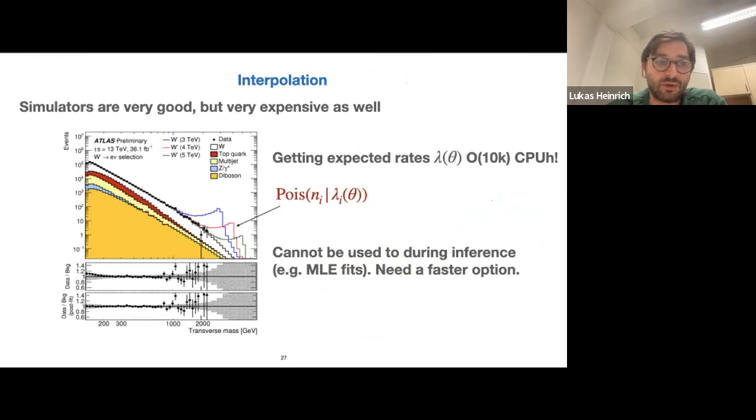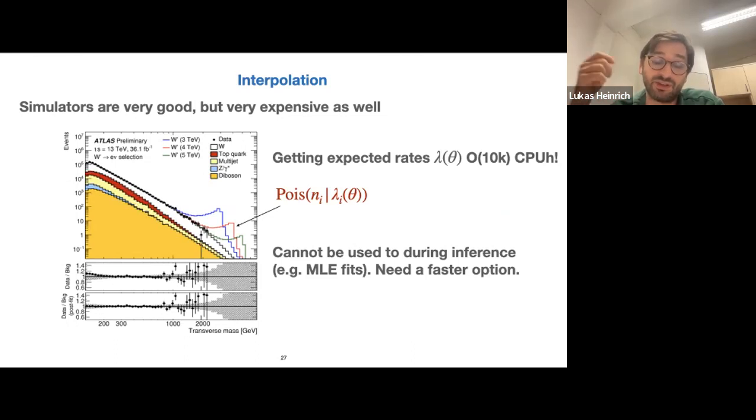One of the problems in simulation-based inference is that we have very good simulators, but getting the density out of the simulator requires running many samples in order to populate the histogram. If you want to do something like a maximum likelihood estimate, for a single point in parameter space, you need to run 10,000 CPU hours in order to populate the histogram. So just getting the shape of the histogram for a specific parameter is incredibly expensive.